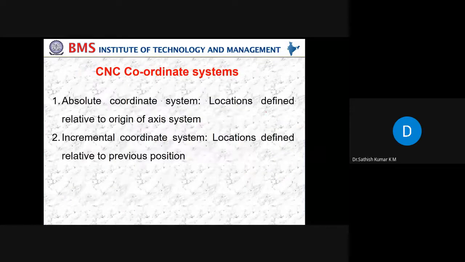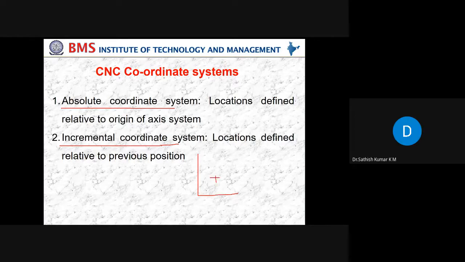Now, the last topic that I would like to take. Once you move in the CNC coordinate system, there is the question of how the measurements are taken. There are two different coordinate systems: the absolute coordinate system and the incremental coordinate system. Remember, it's very, very important, because all the programs are made based on this. So what is the absolute coordinate system? In the absolute coordinate system, all the distances are measured from the fixed origin.